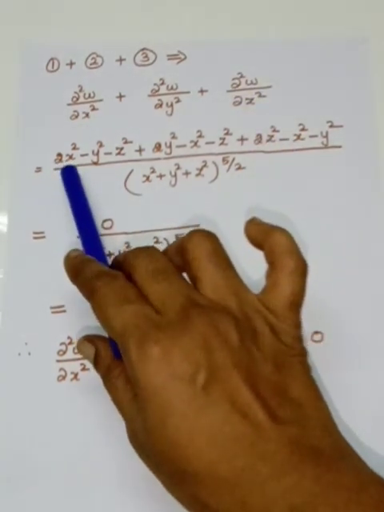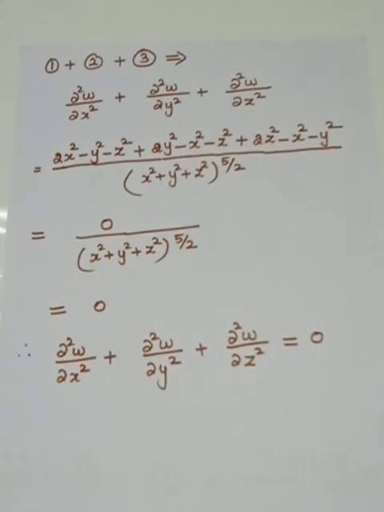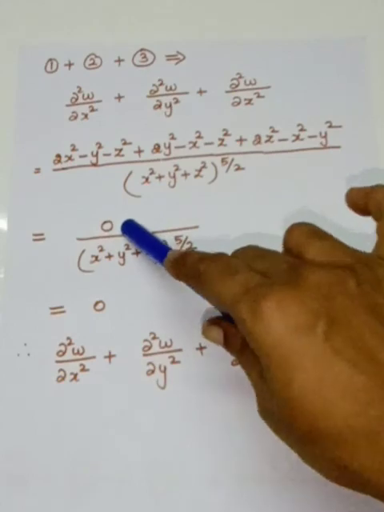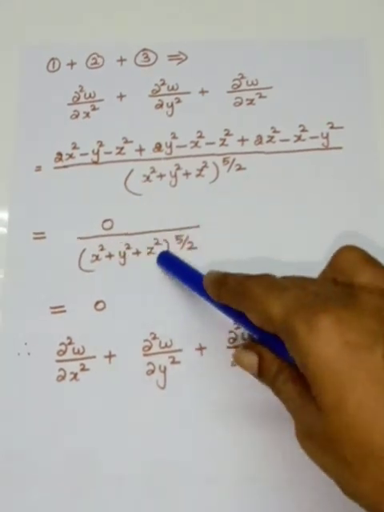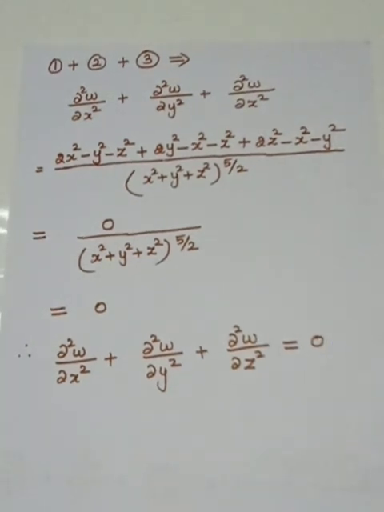You see that 2x squared. Here minus x squared is minus 2x squared. So getting cancelled. In the same way, 2y squared is cancelled with minus y squared minus y squared. So in the numerator everything is getting cancelled. So in the numerator you will have 0. 0 by anything is 0. So the addition of the second order partial derivatives for this problem is equal to 0.